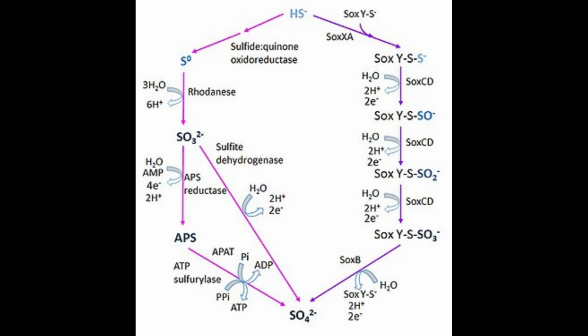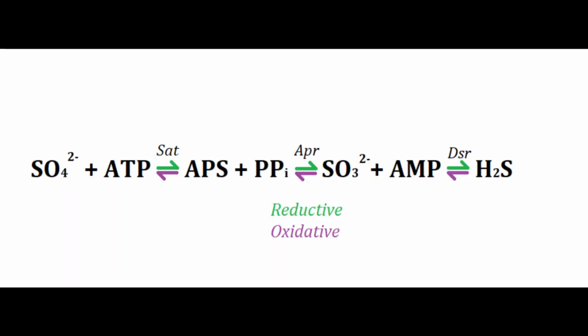There are two other less frequently used pathways. One is a modification of the SQR pathway, where sulfite is oxidized to sulfate by a sulfite dehydrogenase enzyme. The other has the sulfite oxidized to sulfate by an oxidative version of the DSR enzyme. Essentially, the sulfate reduction pathway reversed.